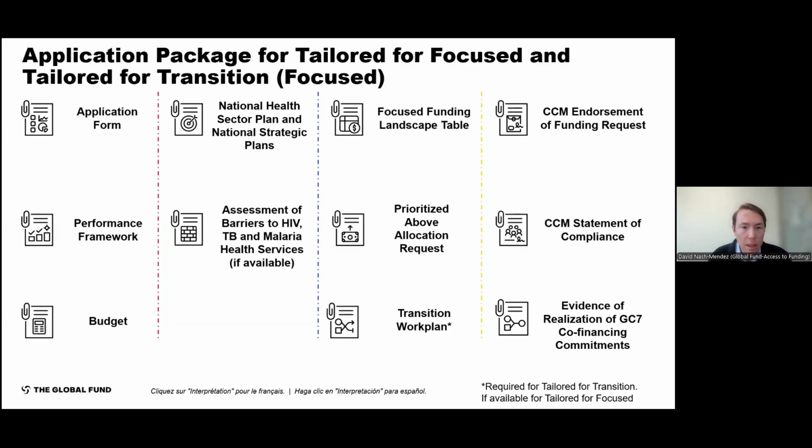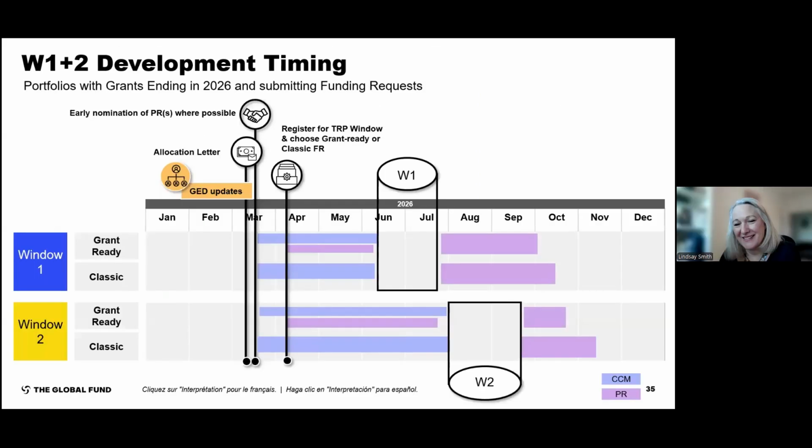And you should be familiar with the other required annexes, but please just note that the transition work plan is required for Tailored for Transition and is, if available, for Tailored for Focused. Again, the guidance on developing these work plans will be part of the Sustainability Transition and Co-Financing Guidance Note, which should be published soon. So with all that, let's go back to Lindsay, who will take us through the rest of the presentation. Thanks so much, David.